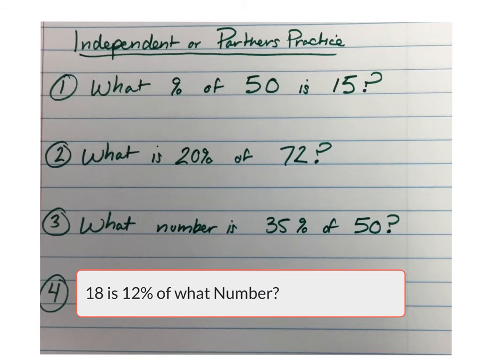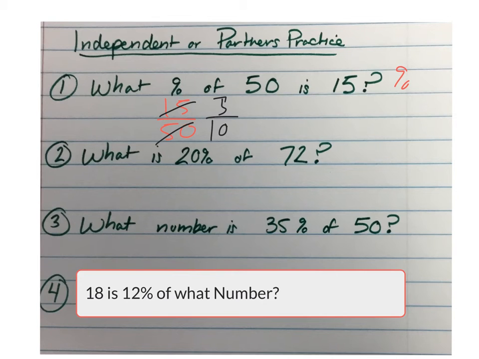Here's independent or partners practice. Please write the actual problem down, trying to solve it before you see the answer. I'm going to show you how to do number 1 in 3, 2, 1. For number 1, I say what percent. That means there's going to be a percent answer. First, I make a ratio, 15/50ths, and then I try to simplify. I can divide both of those by 5, and I cannot simplify it further.